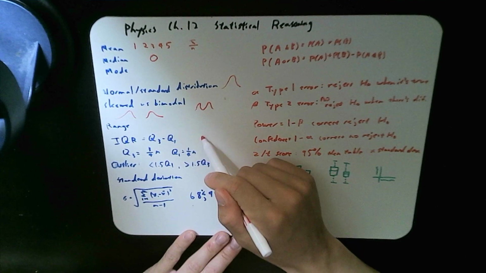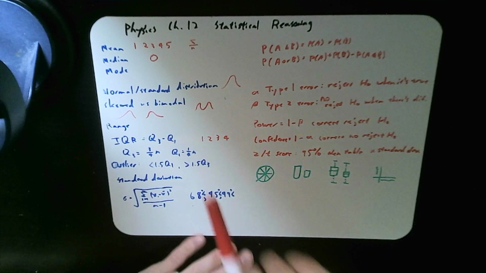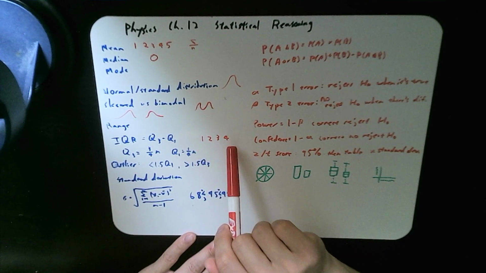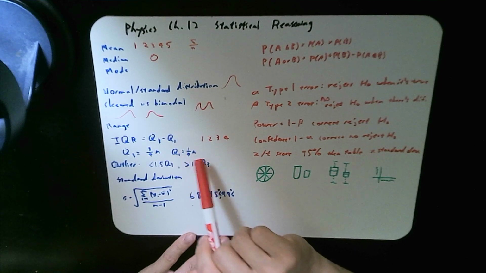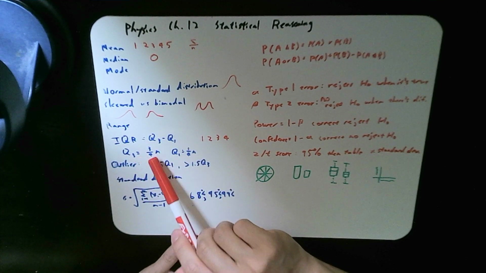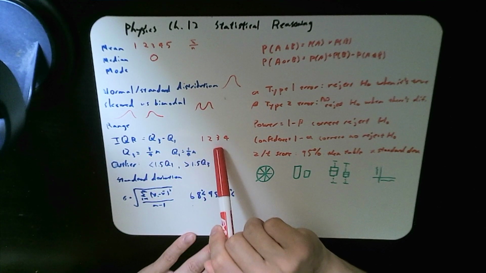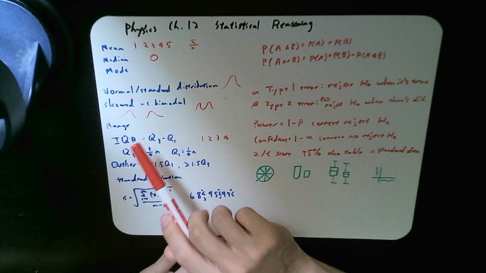So if I have 1, 2, 3, 4, there are 4 of these, right? So 4 times 1/4 is 1, and that's the position of the first quartile. And the third one is 3/4 times 4, which is 3. That would be the third position. So 3 minus 1 is 2. So basically the interquartile range is 2.